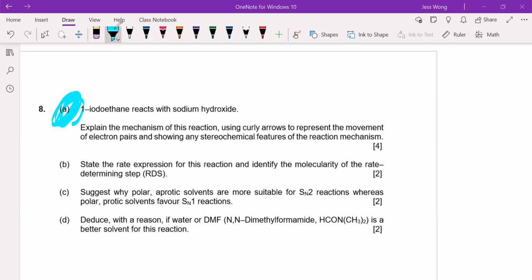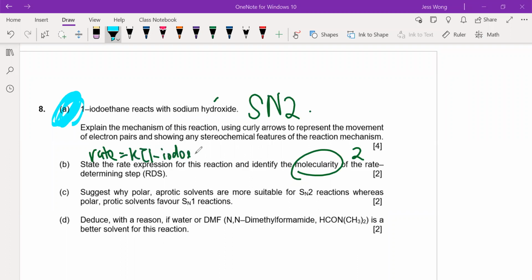State the rate equation for the reaction and the molecularity of the rate determining step. Since this one is a primary halogenoalkane, it's an SN2 reaction, so the molecularity will be 2. And the rate equation will be rate equals to, now we cannot put RX, must put 1-iodoethane.